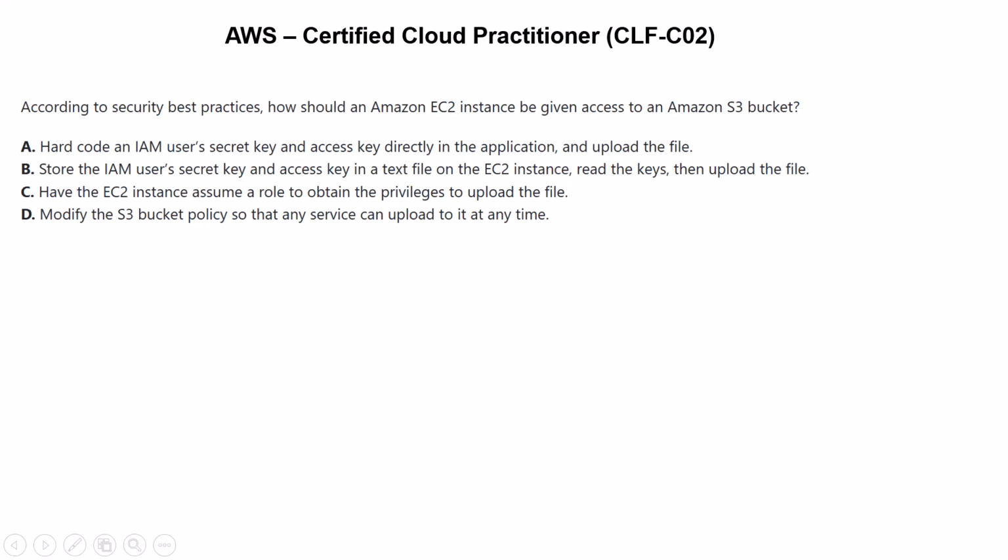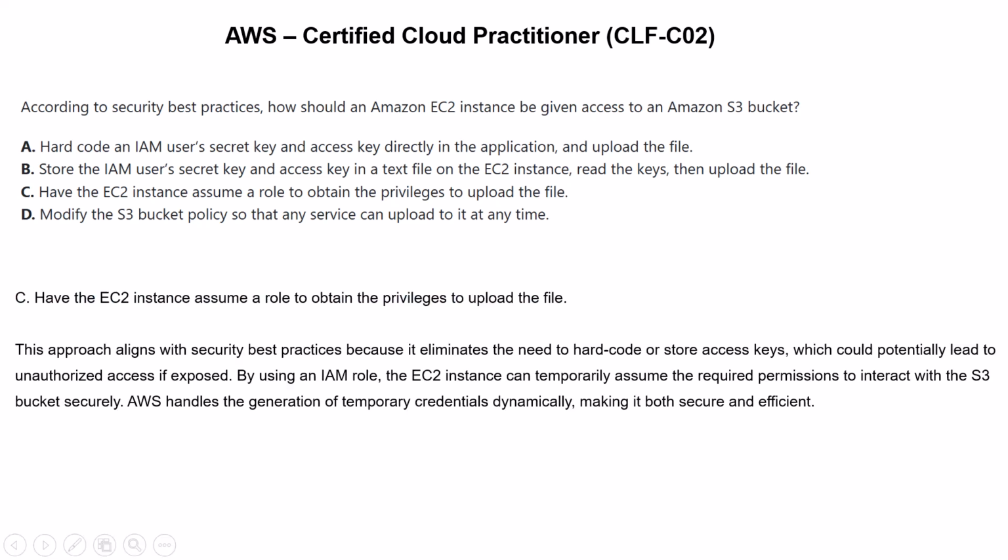Option C. Have the EC2 instance assume a role to obtain the privileges to upload the file. Option D. Modify the S3 bucket policy so that any service can upload to it anytime. The correct answer for this question is option C. Have the EC2 instance assume a role to obtain the privileges to upload the file.